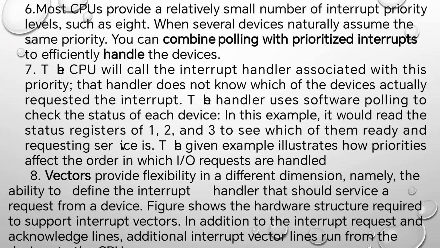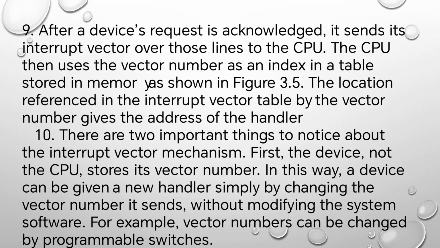Vectors provide flexibility in a different dimension, namely the ability to define the interrupt handler that should service a request from a device. This figure shows the hardware structure required to support interrupt vectors. In addition to the interrupt request and acknowledgement lines, additional interrupt vector lines run from the devices. After the device's request is acknowledged, it sends its interrupt vector over those lines to the CPU. The CPU then uses the vector number as an index in a table stored in memory, as shown in the figure.